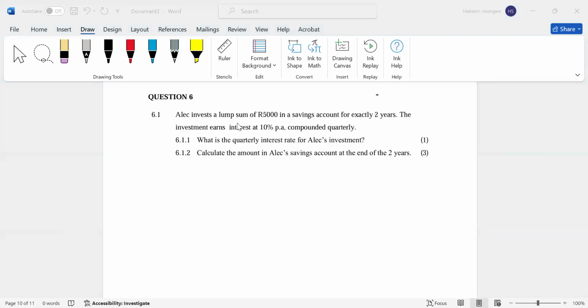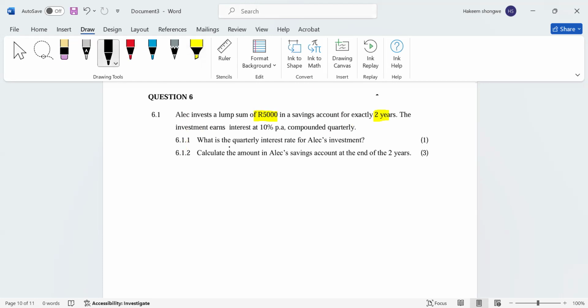Alec invests a lump sum of 5,000. So this person is making a single investment in a savings account for exactly 2 years. The investment earns an interest of 10% per annum compounded quarterly. And then 6.1.